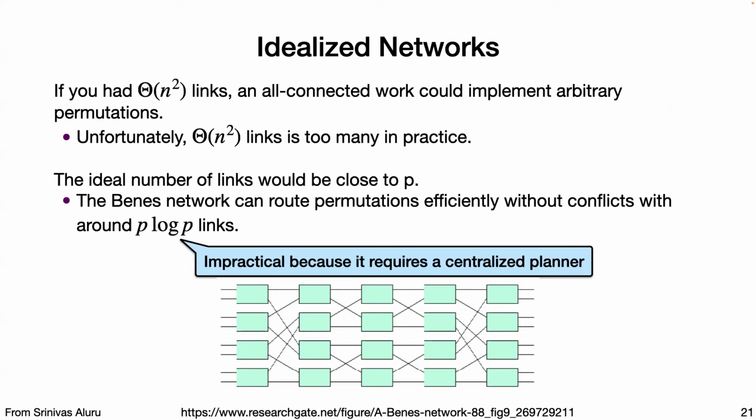Here, I meant to say P, not N. And in the other slide, I used N as 2 to the d. Here there is no problem size, really; we're just talking about networks. So N is actually P. N is the number of processors, and P is also the number of processors.